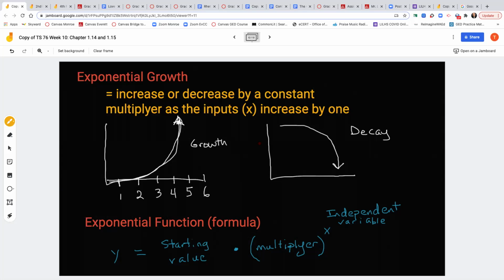In exponential growth, you're going to increase or decrease by a constant multiplier. That multiplier becomes really powerful as the inputs x increase by 1. And inputs are the x value on that x-axis.